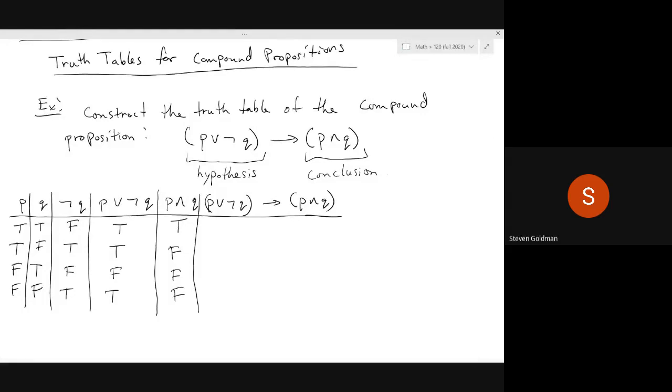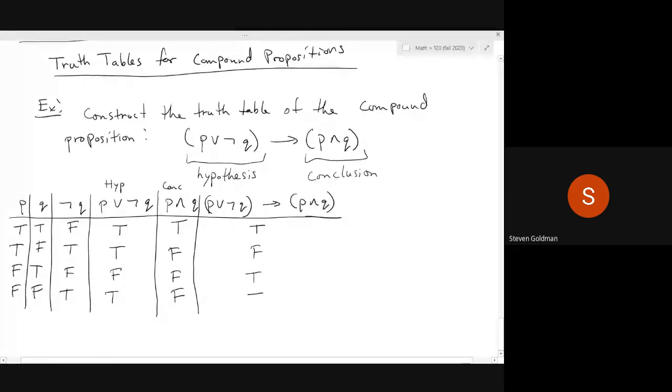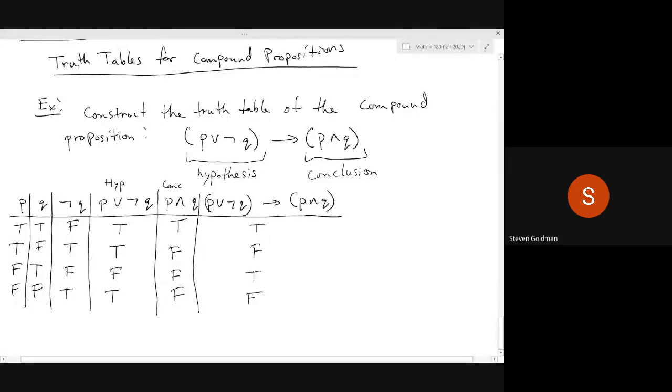All right. Finally, we have our conditional statement. So again, here's our hypothesis. Here's our conclusion. Okay. Conditional statements, again, are only false when the hypothesis is true, but the conclusion is false. Okay. So first row, true, true, true, true, false. False, false, false, true, true, false. False, excuse me.